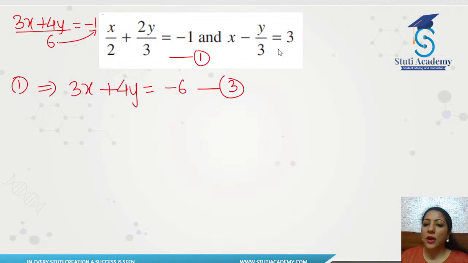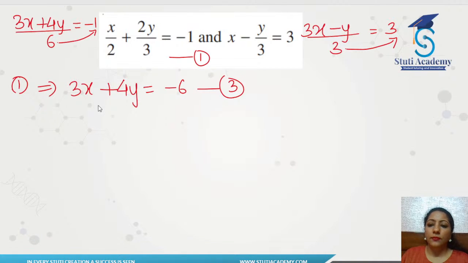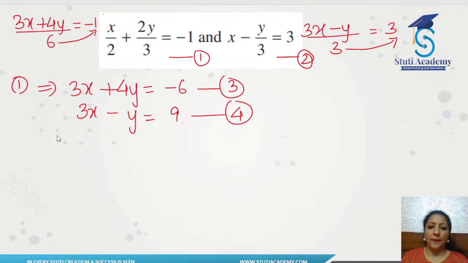Now, let's come to this one. We will take the LCM here. So, we'll get 3x minus y over 3 is equal to 3. This 3 we'll take on this side, and we'll get positive 9 here. 3x minus y is equal to 9. That's the fourth equation. So, in place of the second equation, we'll be using the fourth one.